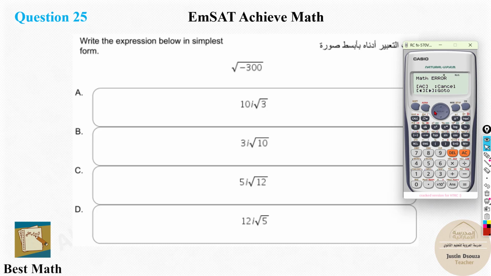It shows you a math error. Why? Because you can't have a negative inside the square root, isn't it? So just put square root 300. It shows it's 10 root 3. But remember, this negative root would mean i. So you should just add an i. It's very straightforward. Just put 300 and then whatever is there, put an i.